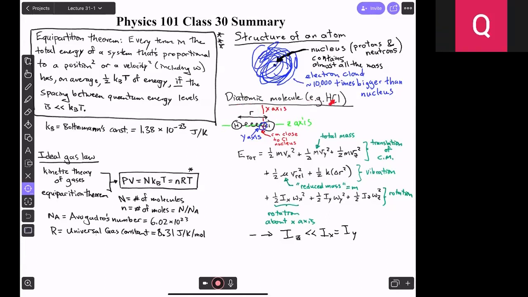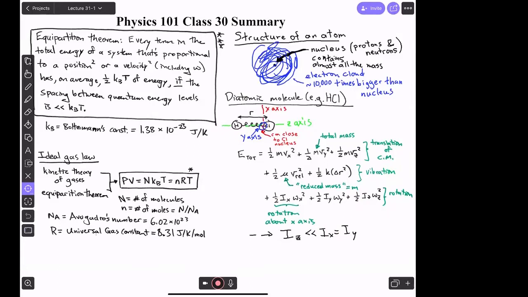And then we started talking about diatomic molecules, and we were writing down the total energy of them. So there's 3 terms from translation of the center of mass, 2 terms from vibration. There's a potential energy term and a kinetic energy term, and then 3 terms associated with rotation. And then we made an argument that the moment of inertia for rotations about the z-axis, the axis that goes through the 2 atoms, is much, much less than the moment of inertia for the other 2 axes. So any questions about any of this?